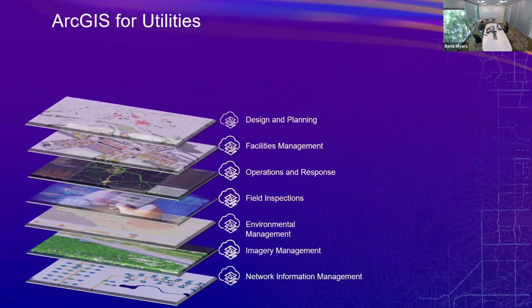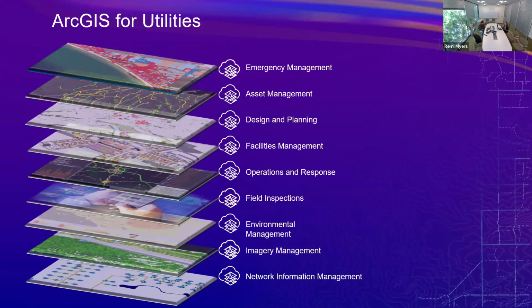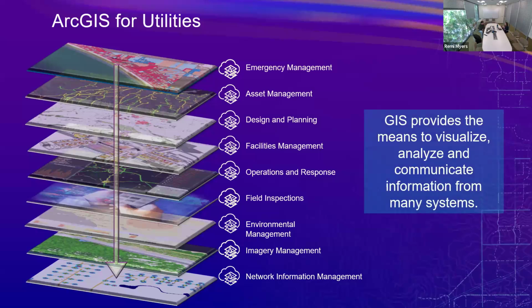So when we talk about ArcGIS for utilities, you can see some of these layers and topics building in here. What it does is provide the means to visualize, analyze, and communicate information from many systems, because within utilities we have a lot of different groups and organizations, and a lot of systems that we have data in, that we pull data from, and that we feed into. We need to pull those together and utilize all that information in one resource to see the big picture.